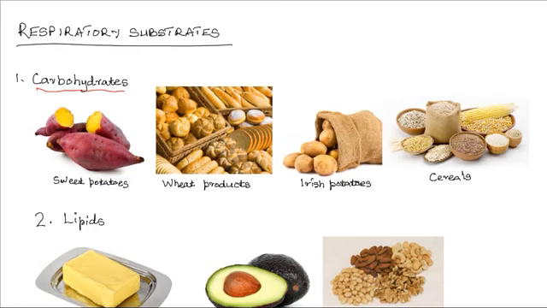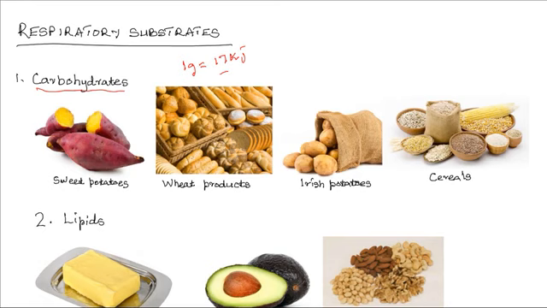Carbohydrates such as polysaccharides and disaccharides are first digested into monosaccharides and then converted into glucose. Upon oxidation, 1 gram of carbohydrate would yield 17 kilojoules of energy.